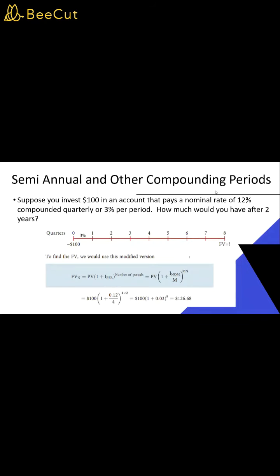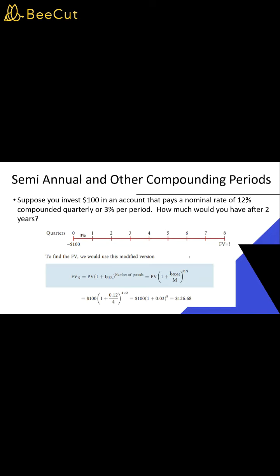Okay, so now let's actually go ahead and solve a question that involves semi-annual compounding. Okay, so let me read out the question, and then we will look at how it's reflected on a timeline, and then we will figure out how to solve it. So in this, the question says, suppose you invest $100 in an account that pays a nominal rate of 12% compounded quarterly, or 3% per period. How much would you have after 2 years?